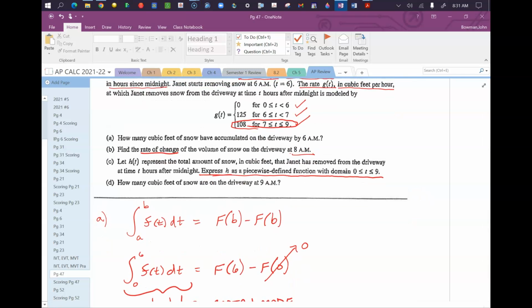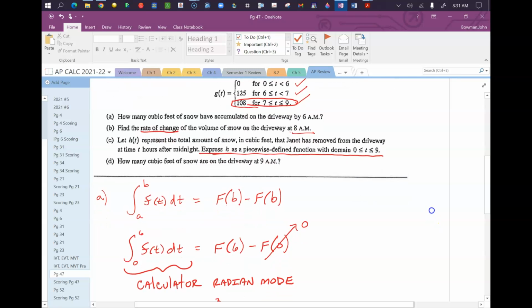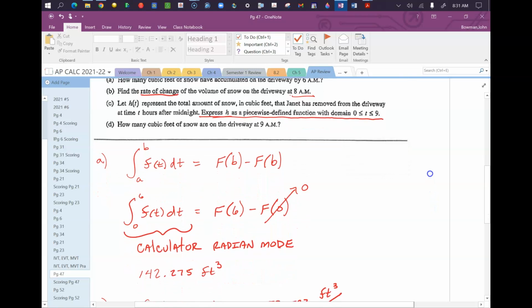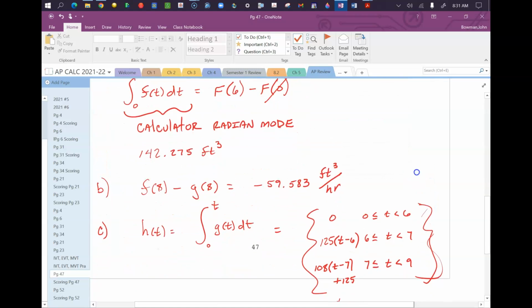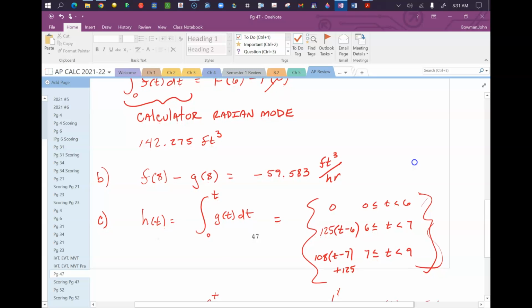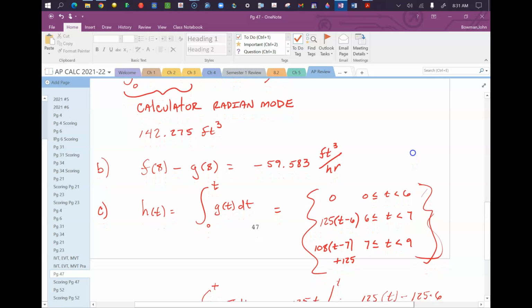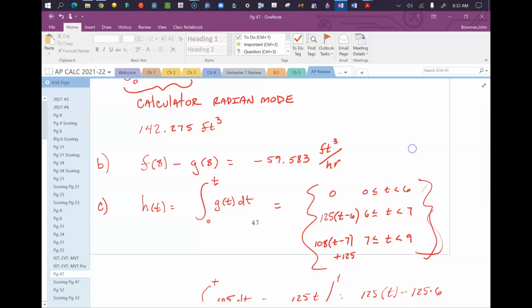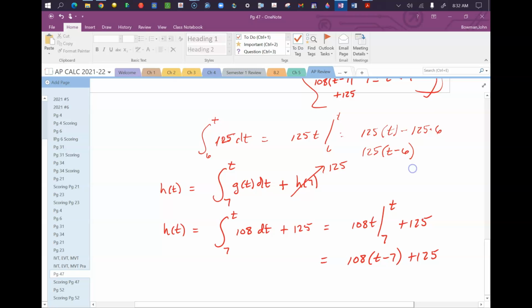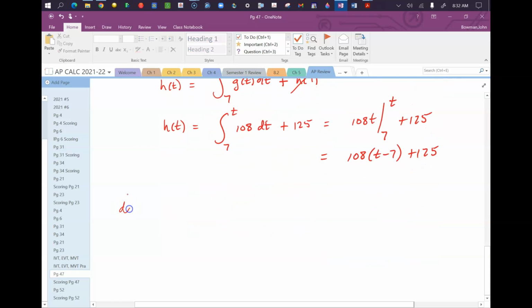And the last part says, how many cubic feet of snow are on the driveway at 9 a.m.? Well, what we have to do is take h of 9, the function that we just found, and that's how much has been removed at 9 a.m. And we're going to subtract that from the integral from 0 to 9 of f of t dt. So for part D, our answer to this is the integral from 0 to 9 of f of t dt. This gives us the total amount of snow that has accumulated on the driveway minus h of 9.